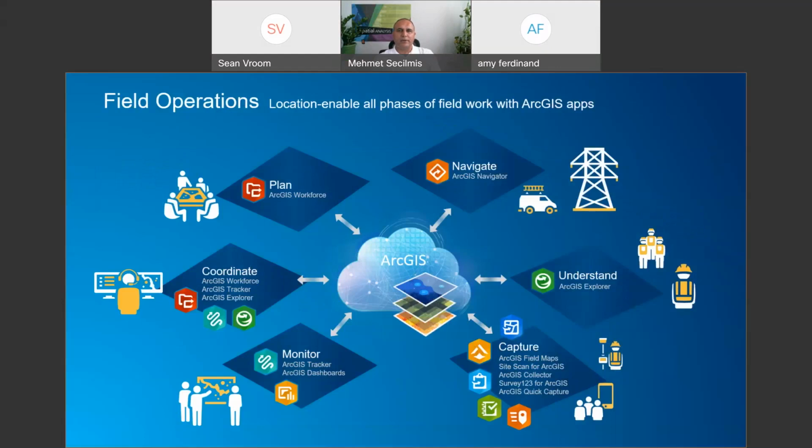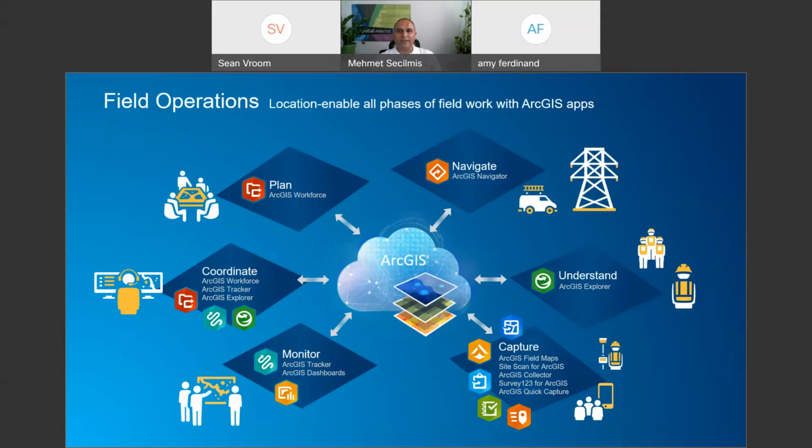Let's talk about the field operations and field apps. For brownfields inventory, there's a phase called fieldwork, field site visits. Field apps enable organizations to do their field work, from coordination in the office, monitoring what's going on in the field, to planning and working with your workforce, where they're going to go and how they're going to go, navigation, understanding the relationships between what they do in the field, and capturing data in the field with different apps. We have different apps for different purposes.